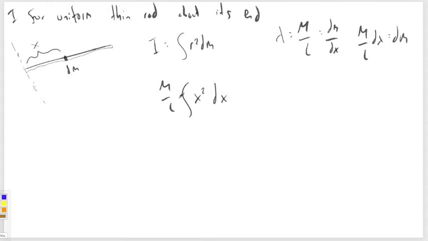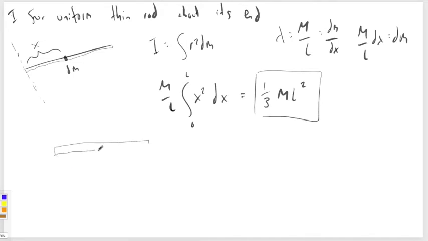And this time, it looks like my bounds of integration will be from 0 to L, won't they? And we're going to get a different answer this time. So you integrate that. I'll let you guys integrate that. And we're going to get 1/3 ml squared, just like that. Now, let's think about what we've just discovered.